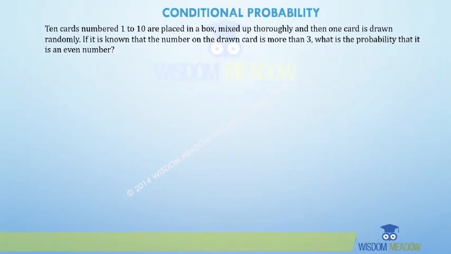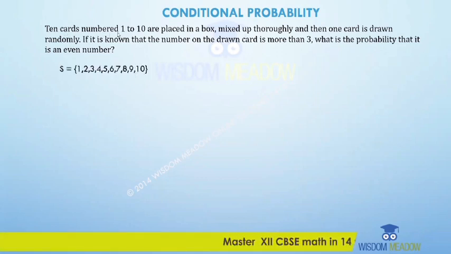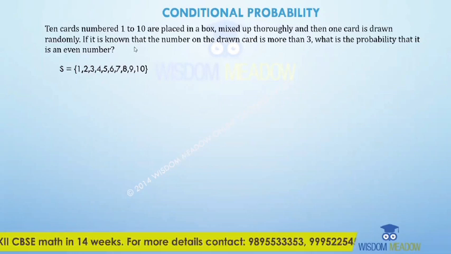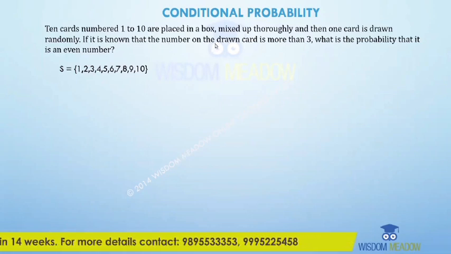First, let's write the sample space. 10 cards numbered 1 to 10. Therefore, the sample space is the numbers 1 to 10. Now, we define the event with respect to the question.